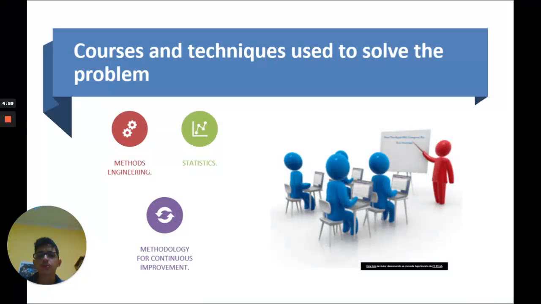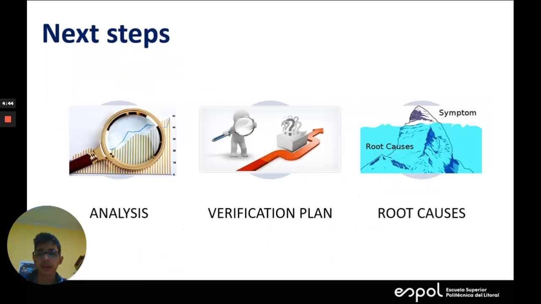As you could see through this presentation, we have used the following tools: statistics, continuous improvement, and methods engineering. Then, the next steps are analysis, verification plan, and root causes.